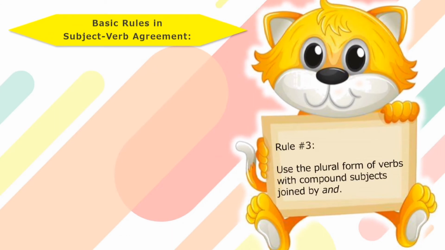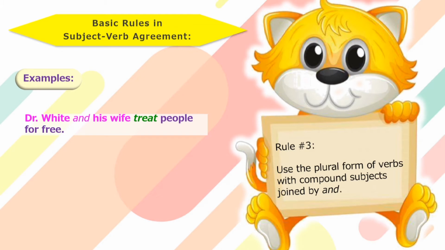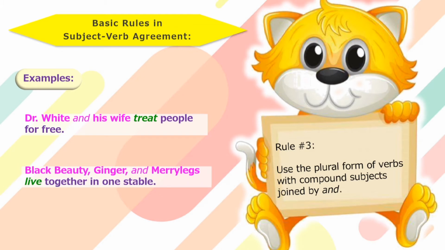Rule number 3. Use the plural form of verbs with compound subjects joined by and. For example, Dr. White and his wife treat people for free. Black Beauty, Ginger, and Merrylegs live together in one stable. And please take note, Black Beauty, Ginger, and Merrylegs are horses.